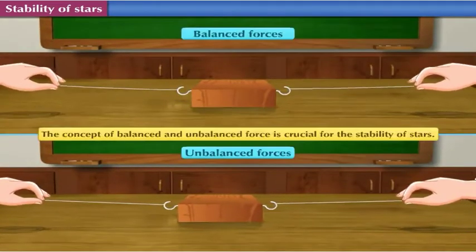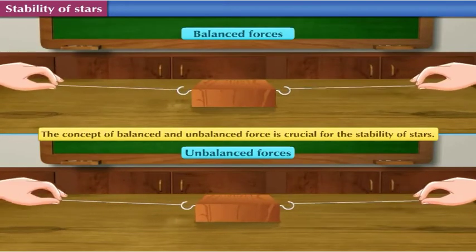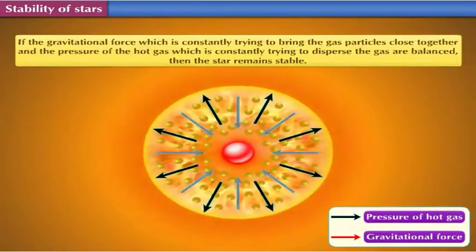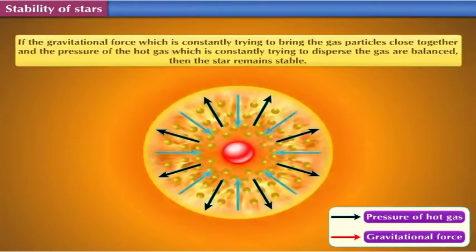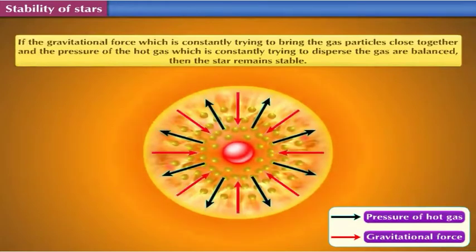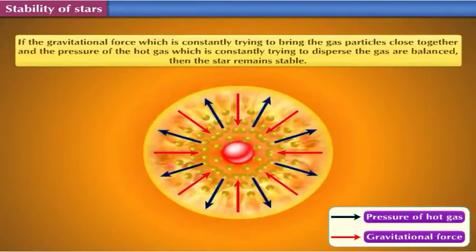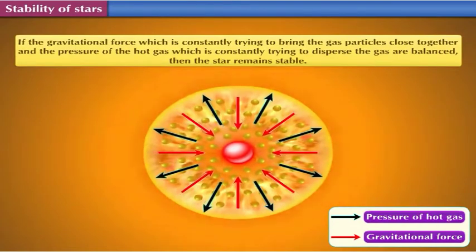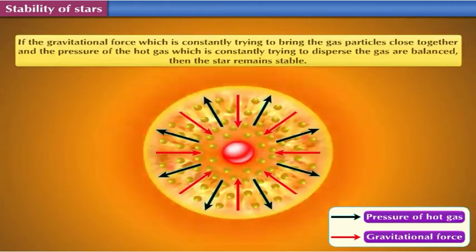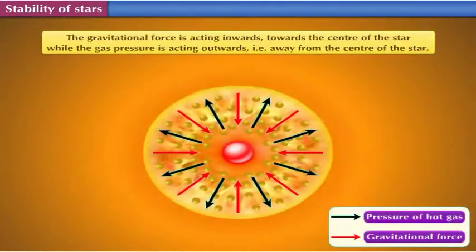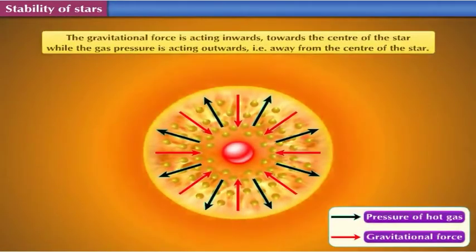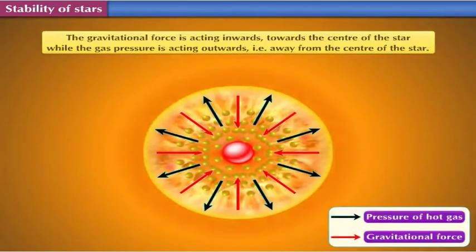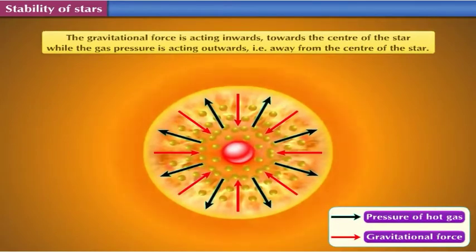This concept of balanced and unbalanced forces is crucial for the stability of stars. If the gravitational force, which is constantly trying to bring the gas particles close together, and the pressure of the hot gas, which is constantly trying to disperse the gas, are balanced, then the stars remain stable. The gravitational force is acting inwards towards the center of the star, while the gas pressure is acting outwards, that is, away from the center of the star.